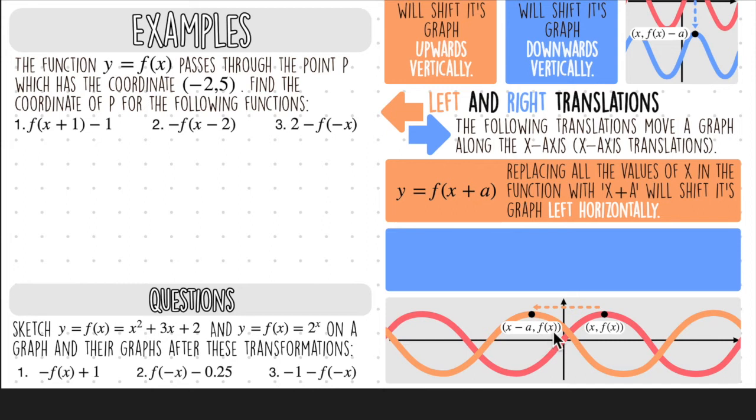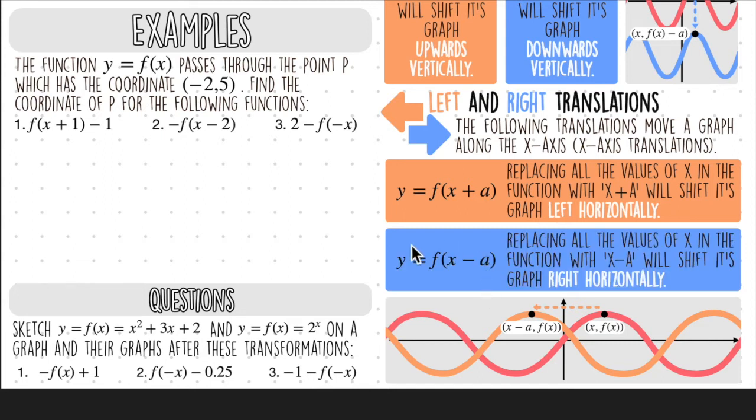Okay, so what about the other way around? What if we want to translate a graph and move it to the right? Again, I hope you can see what is coming. If you have a function, y equals f of x, and you want to move its graph right, i.e. along the x-axis in the positive direction, you have to replace all values of x in your function with x minus a. And here's that written. So, by replacing all values of x in your function with x minus a, you're moving your graph to the right by a in the positive x-axis direction.